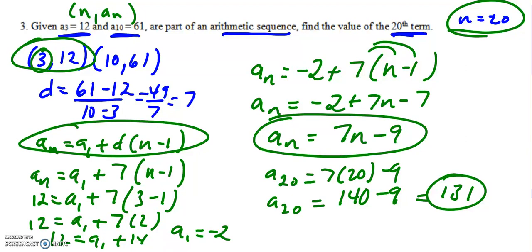So on this problem, we had to find the d, we had to find the first term, and once we had those two, we were able to find our general equation. And then once we had that, we were able to find the actual 20th term.